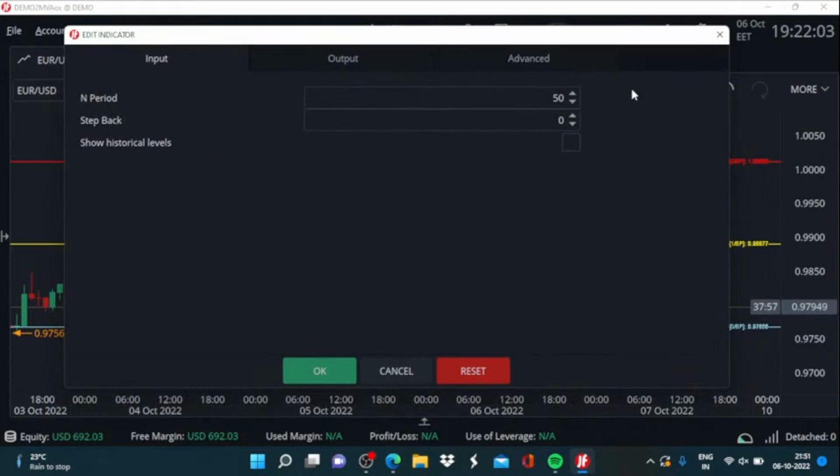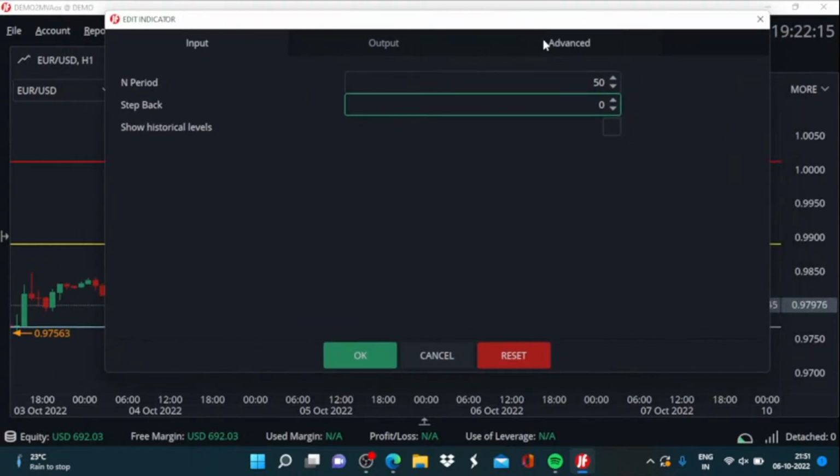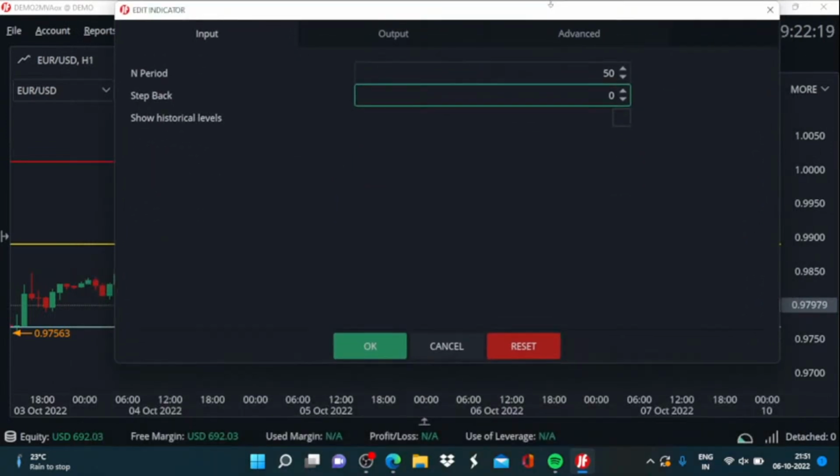Step back. If you want to include the current day's price moves also, then you have to keep the step back at 0. But if you want the recent price moves to be left out, if you want the calculation to be done on the basis of only prior data, if you feel that volatility has increased a lot in recent days, you can even leave out some days.